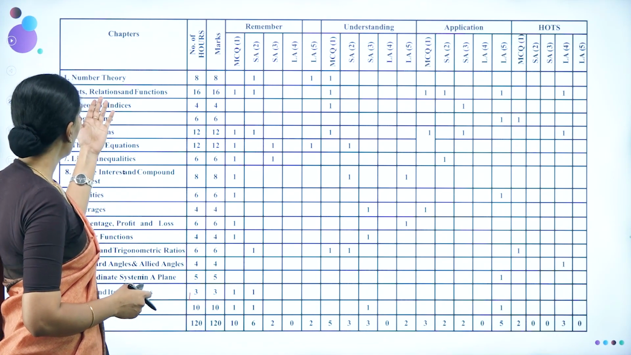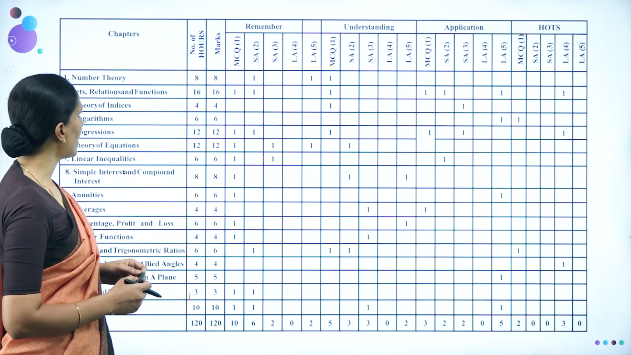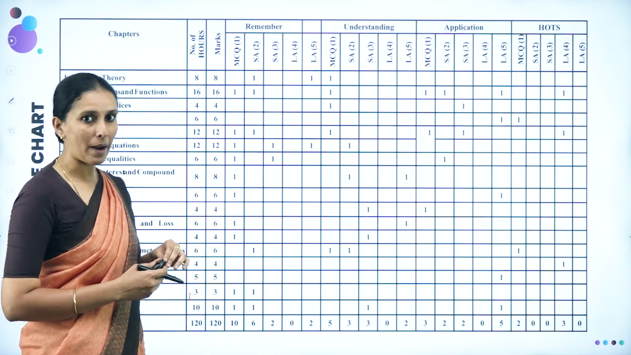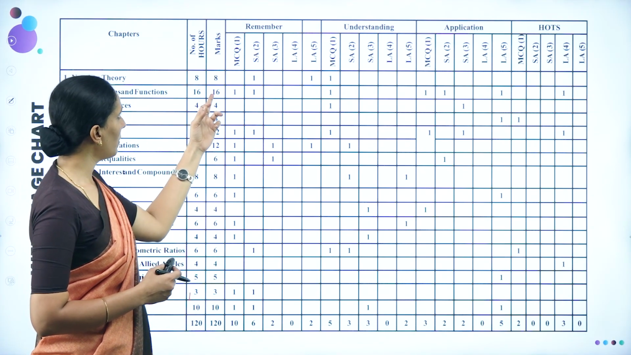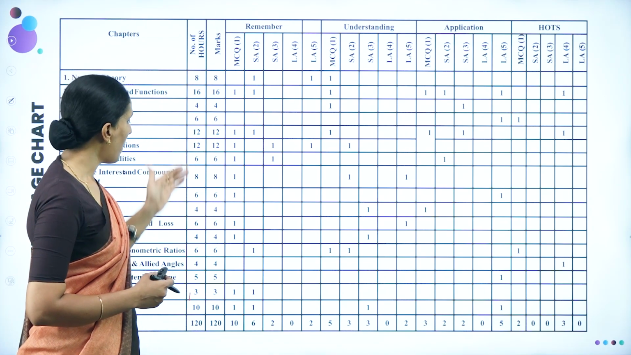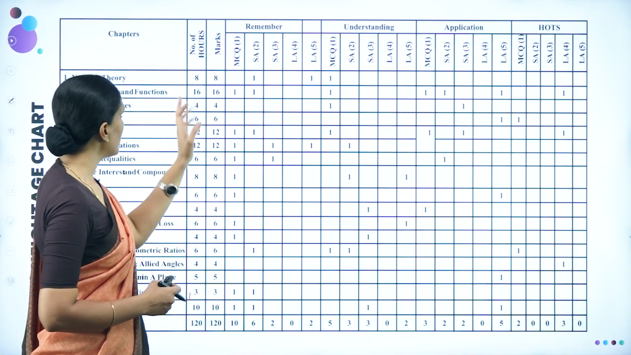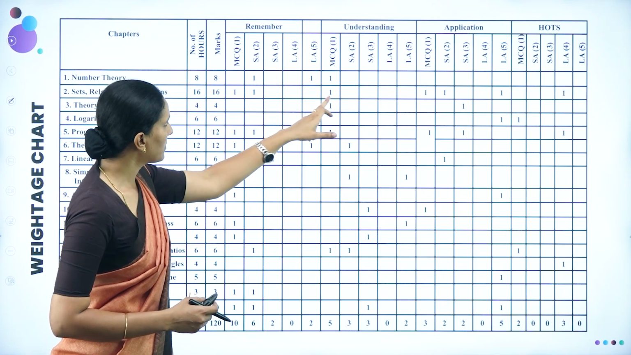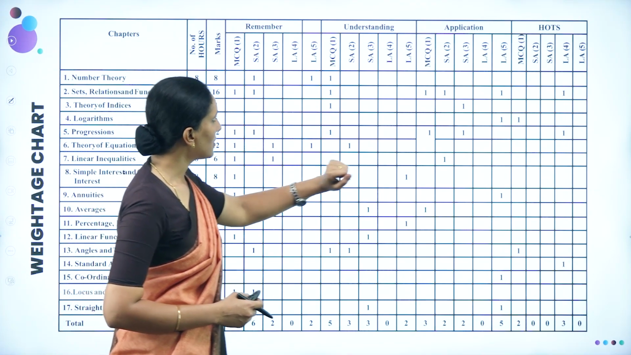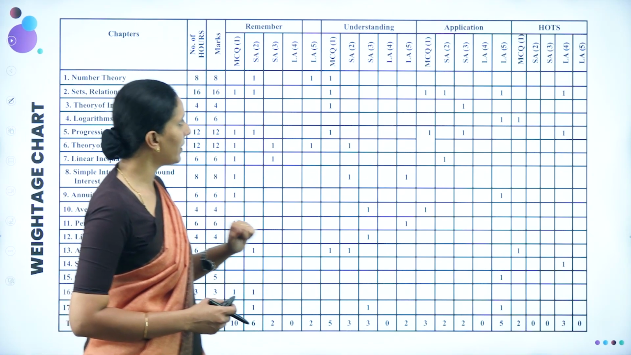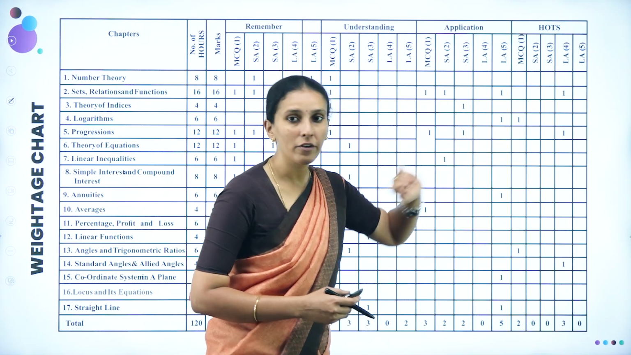Next you have second, sets, relations and function. The number of hours required to teach this chapter is 16 hours and total you will be getting 16 marks. So, the marks as well as the number of hours are equal here. From this chapter, you have 2 MCQs, 2 short answer questions, that is 2 2-mark questions you will be having, and 1 5-mark, 1 4-mark.